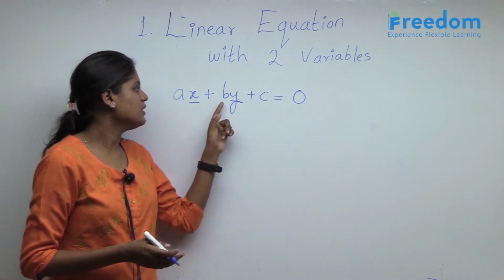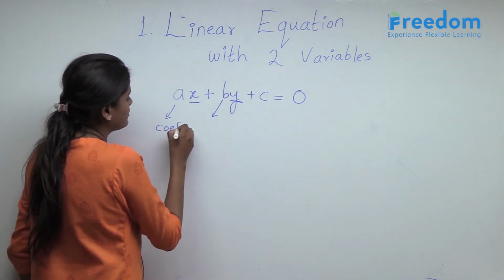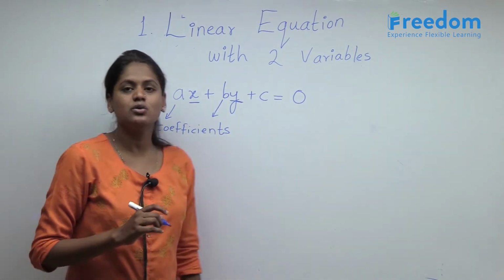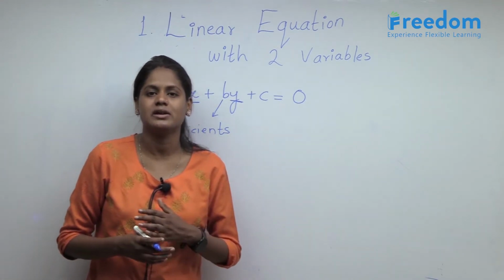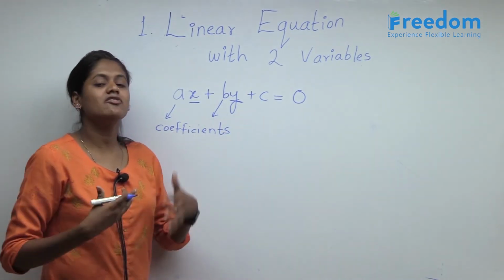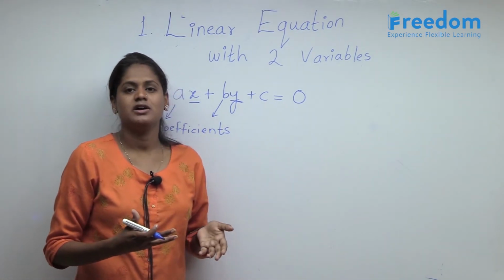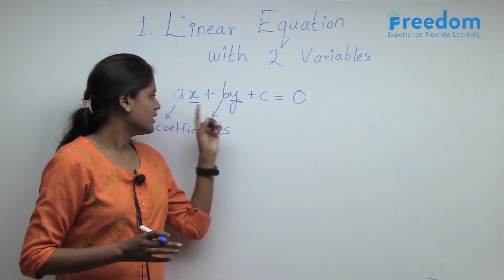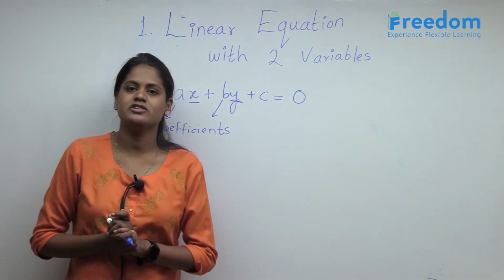Now what is your a and b? A and b are your coefficients. Both are different coefficients. It can be any real number. Let's see the rules also below this. X and y will vary. The number can change, it can be different. That's why it is called a variable, which is not constant. So x and y are the different variables here, and a and b are the coefficients here.